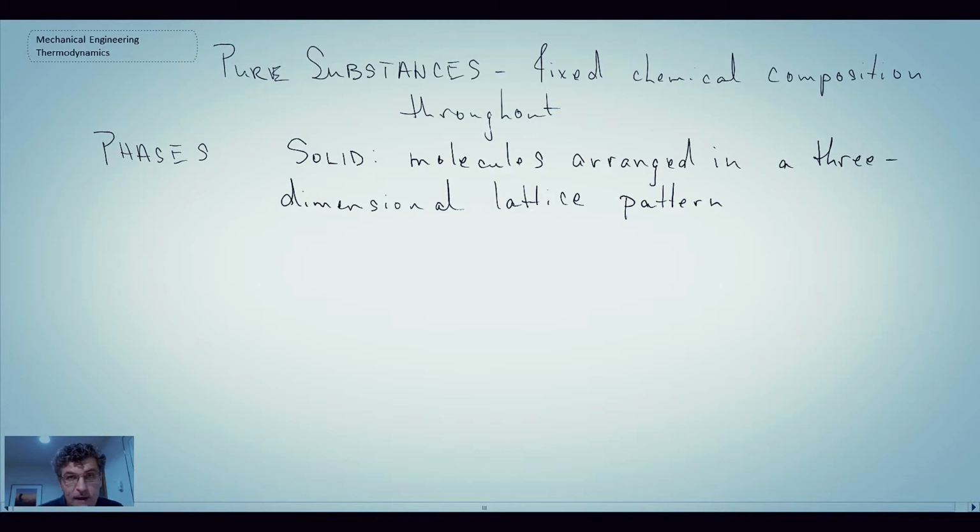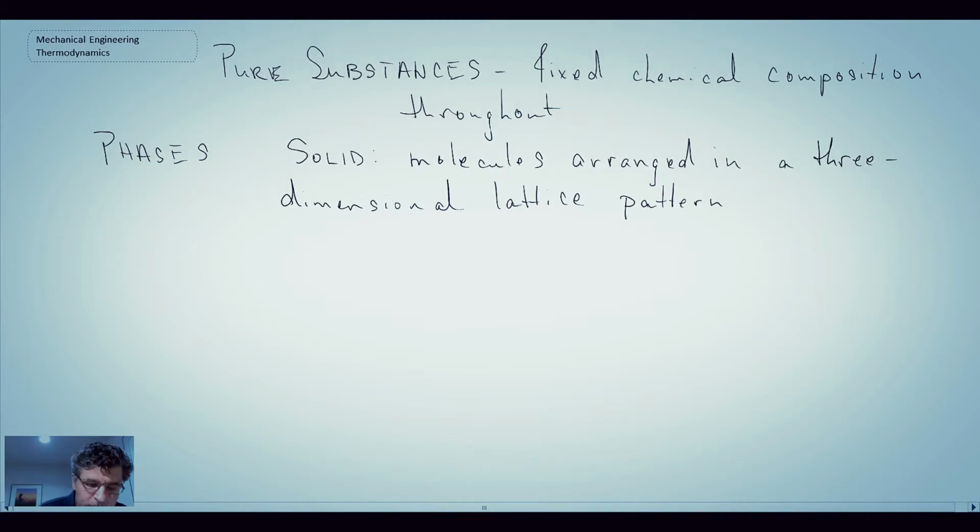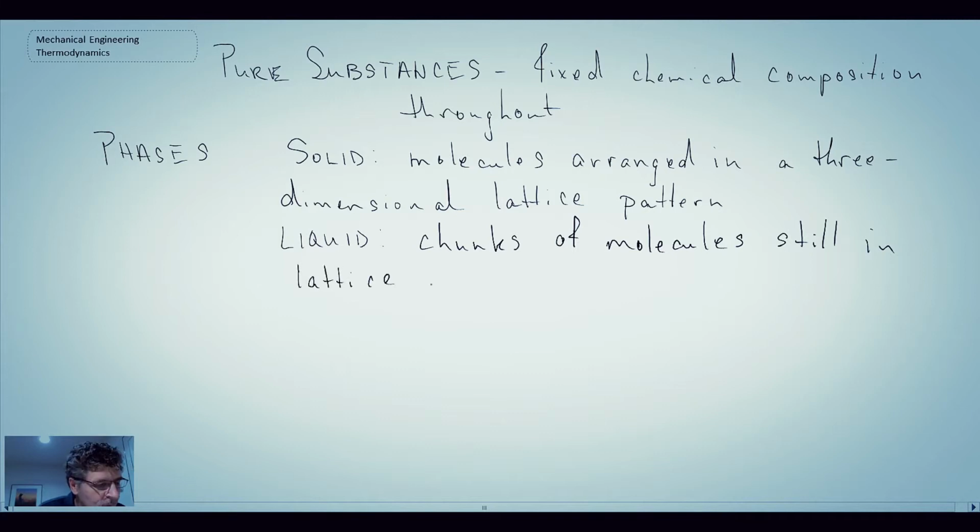Through the application of heat, the solid goes through a phase change process and changes into a liquid. And we will be looking at properties for liquids. The best way to describe a liquid is you have the molecules that were in the solid, they then kind of become free to move in what we could unscientifically call chunks. So chunks of molecules, so they're still in the lattice pattern, but the chunks are free to float about.